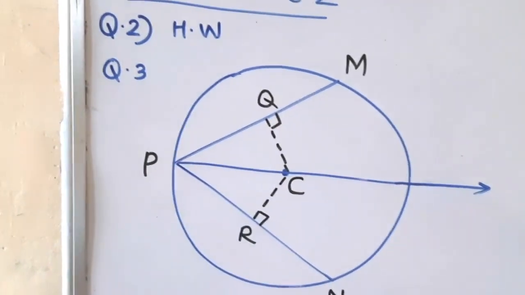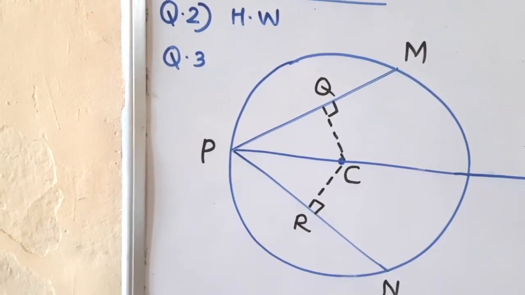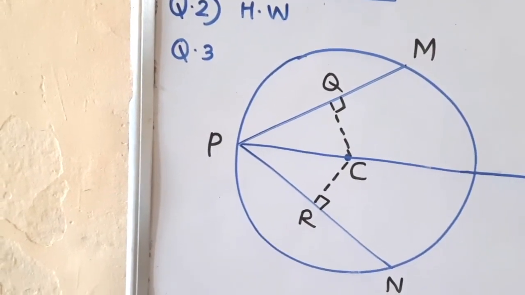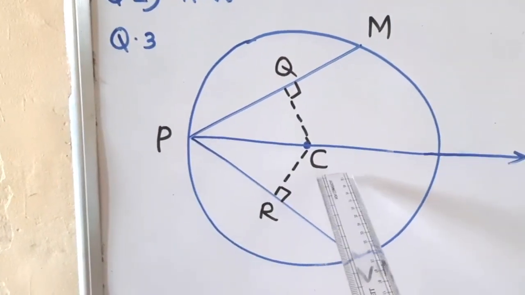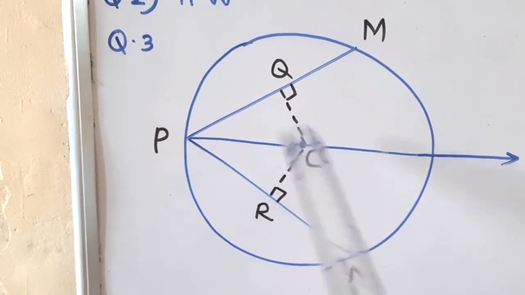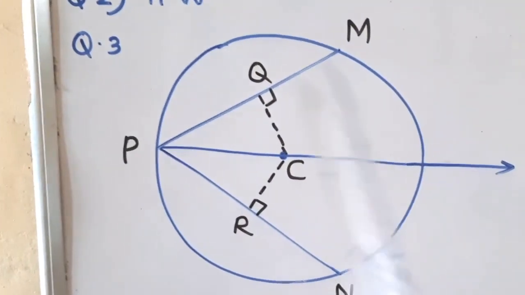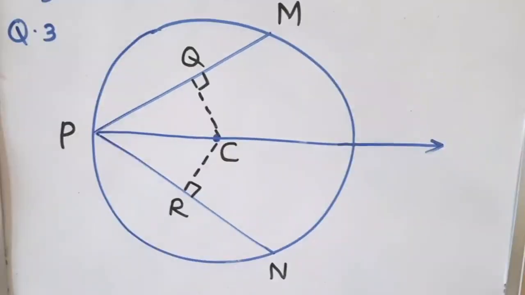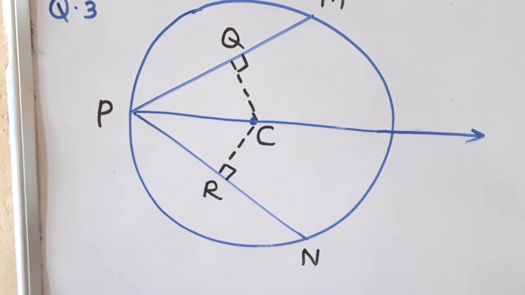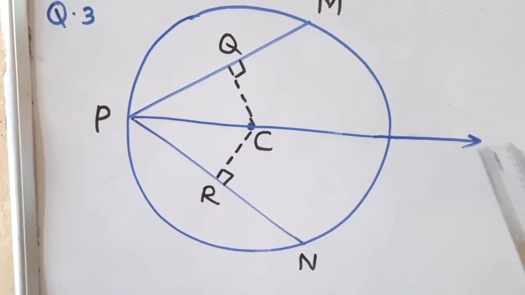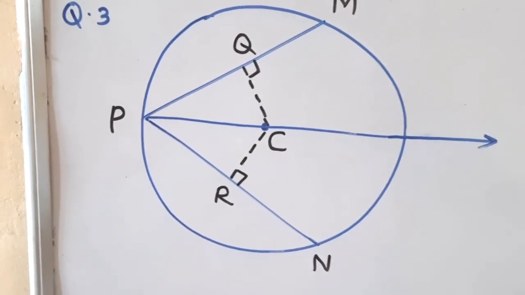In question number 3, it is given that segment PM and segment PN are congruent chords of a circle with center C. We have this circle, center is C, chords are PM and PN, and they are congruent chords, which means lengths of chords PM and PN are equal. We have to show that the ray PC is the bisector of angle NPM.